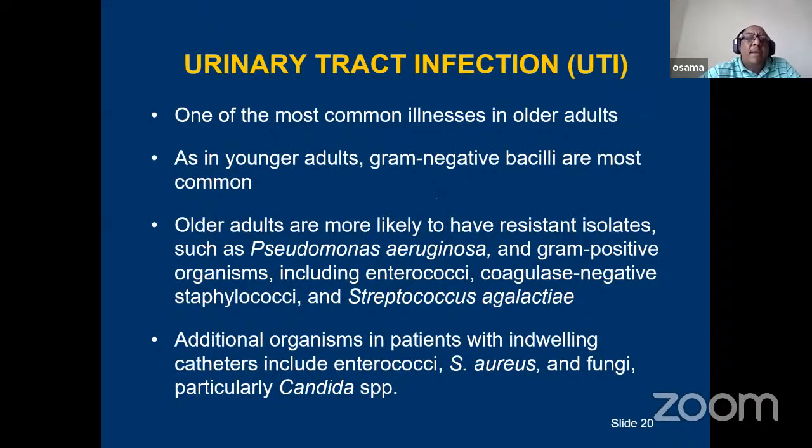Urinary tract infection, one of the most common illnesses in elders. As in young adults, gram-negative bacilli are the most common organisms. Older adults are more likely to have resistant isolates, such as Pseudomonas aeruginosa, and gram-positive organisms, including enterococci, coagulase-negative staphylococci, and Streptococcus agalactiae. Additional organisms in patients with indwelling catheters include enterococci, Staph aureus, and fungi, particularly Candida species.